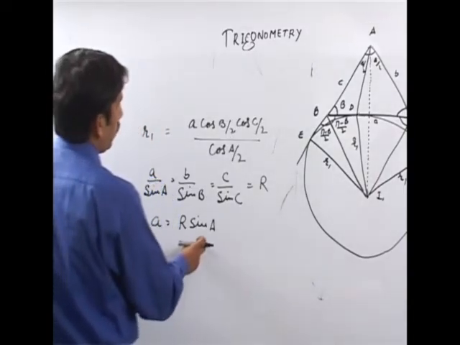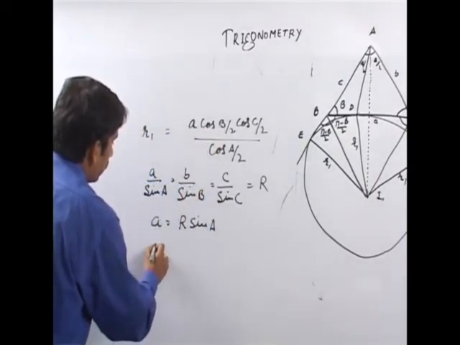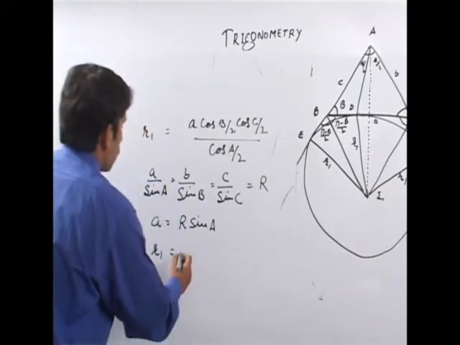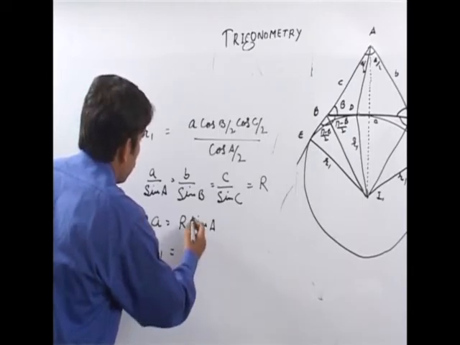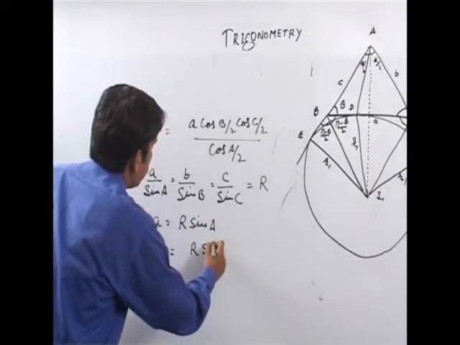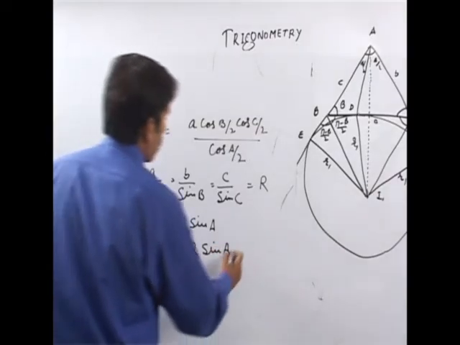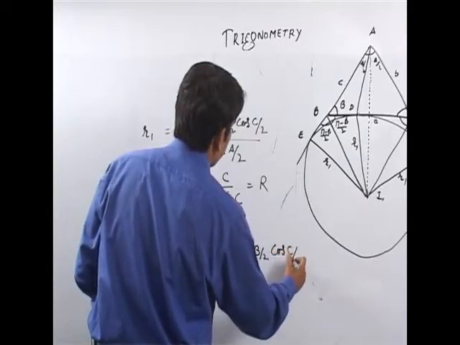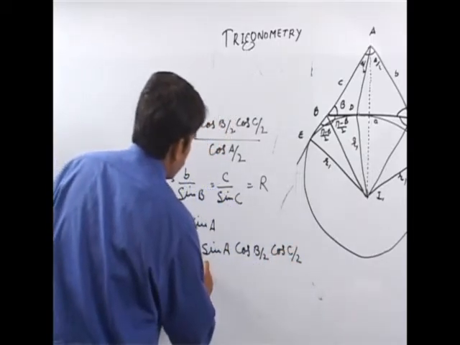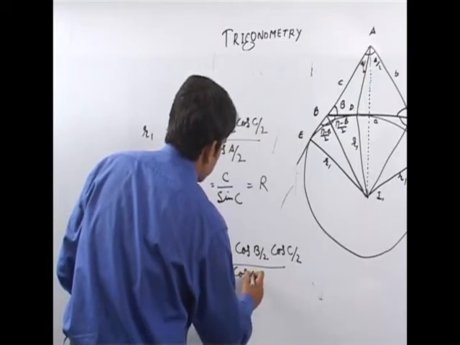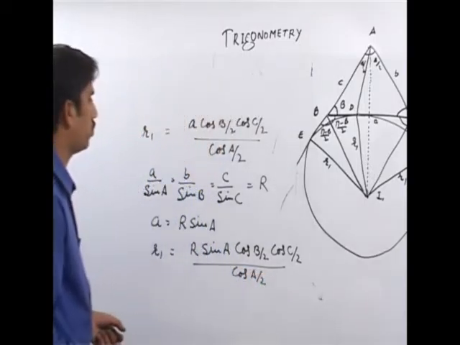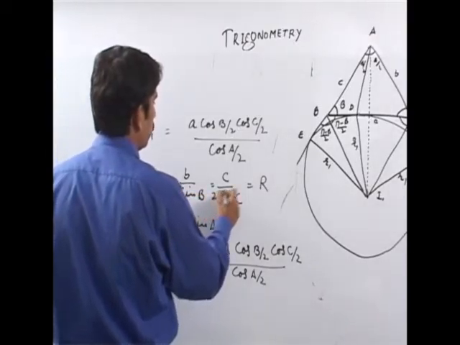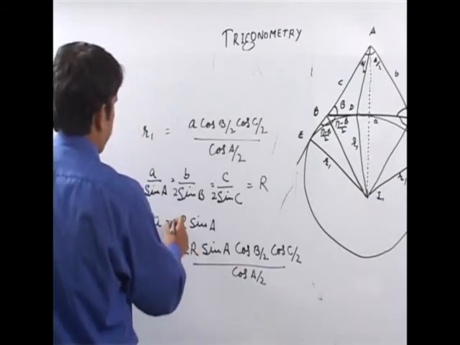Then put this value here, you will get R1 is equal to R sine A cos B by 2 cos C by 2 over cos A by 2. This is 2, 2, 2, and from here you will get 2R.